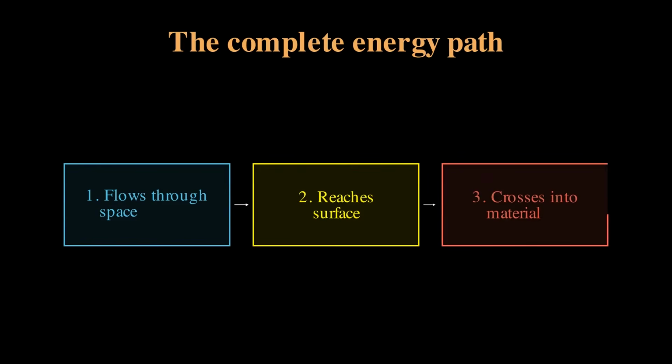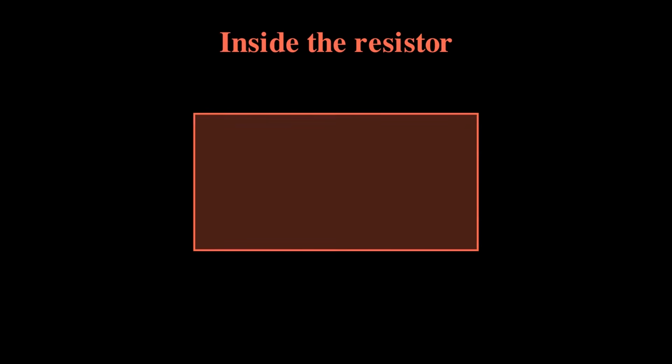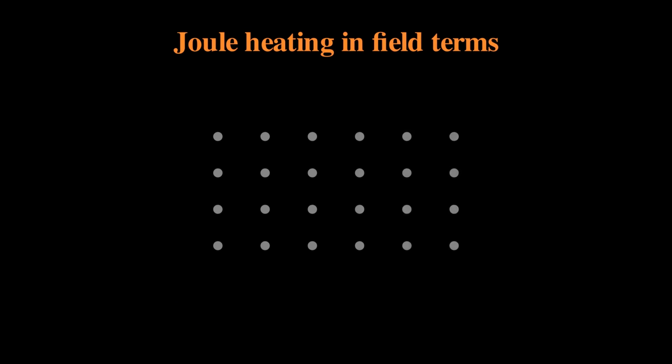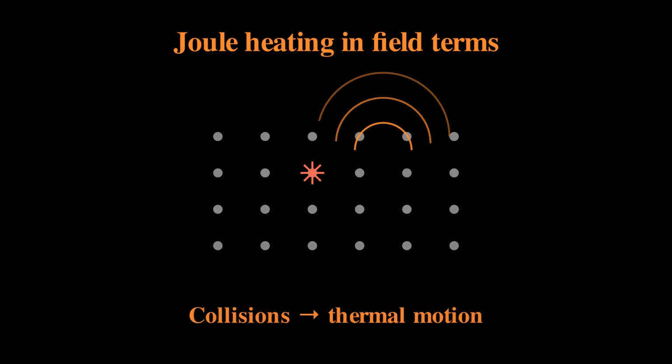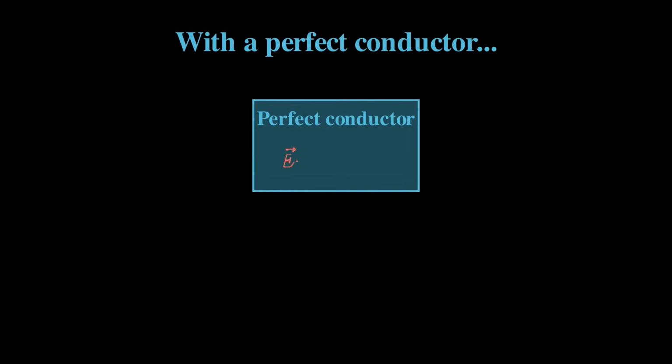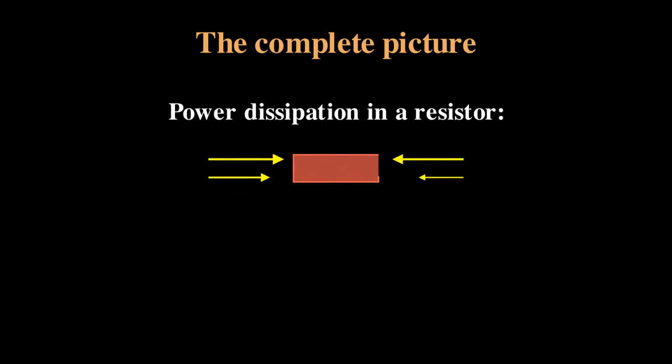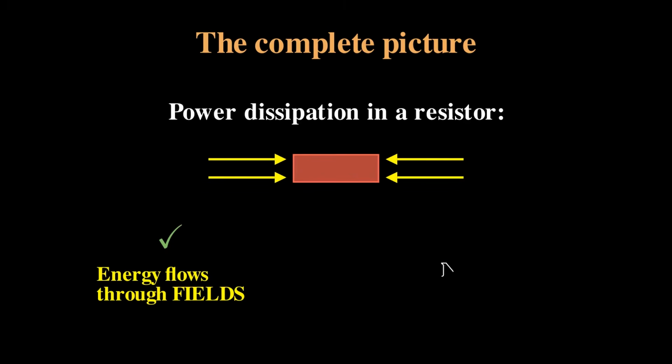through the electromagnetic field. Once inside, that field does work on charge carriers in the resistive material. Their collisions with the lattice convert the energy into thermal motion. That's Joule heating, now described in field terms instead of just circuit terms. This also explains something subtle. If you replace the resistor with a perfect conductor, the internal electric field becomes zero, and the Poynting vector no longer points inward. No energy is absorbed, no heating occurs, exactly what we expect.